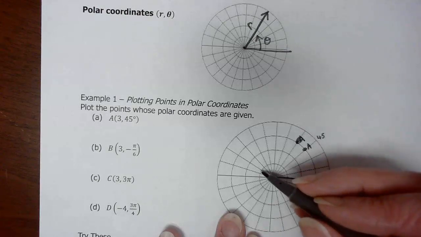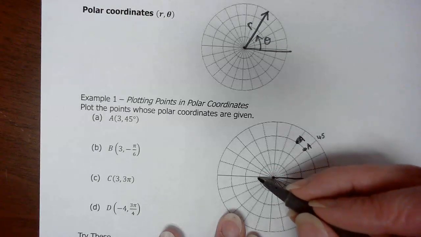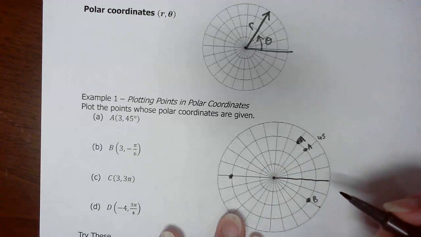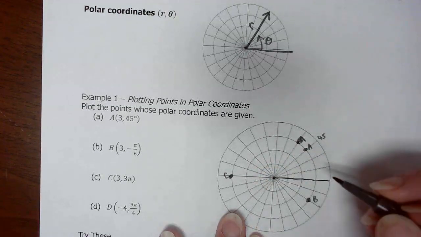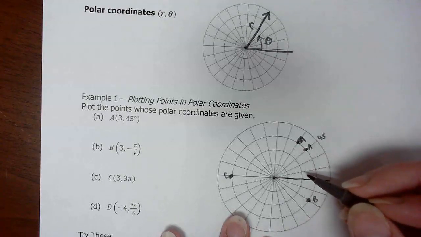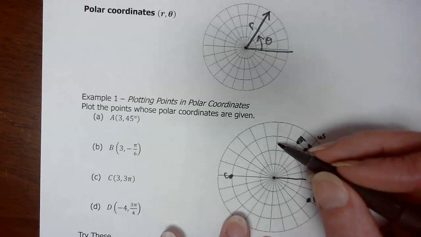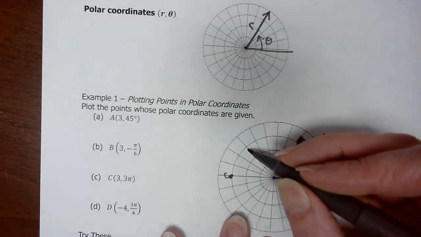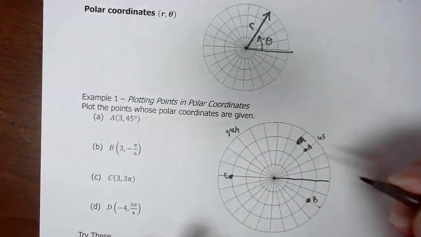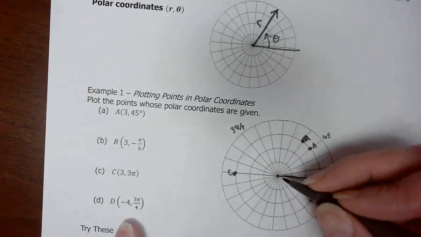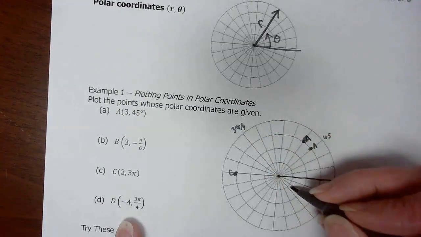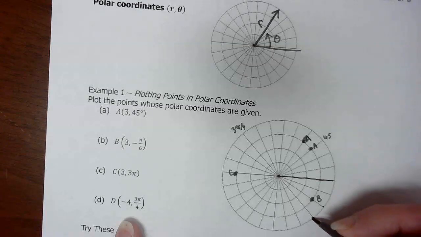3 pi, so 1 pi, 2 pi, 3 pi, I'm back on this line, out 3. Then 3 pi over 4: 1 pi over 4, 2 pi over 4, 3 pi over 4 would be here. That's 3 pi over 4. But notice that the distance is negative. So instead of going out 4, it's actually going backwards 1, 2, 3, 4.